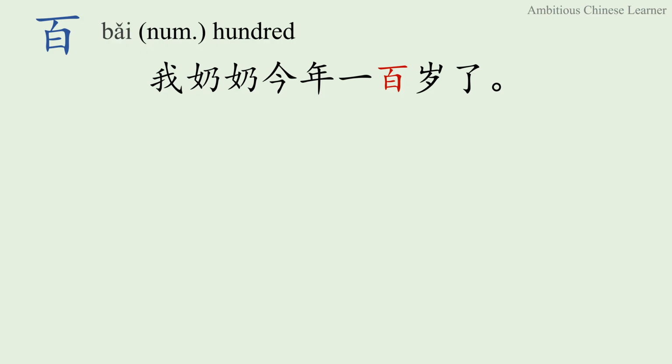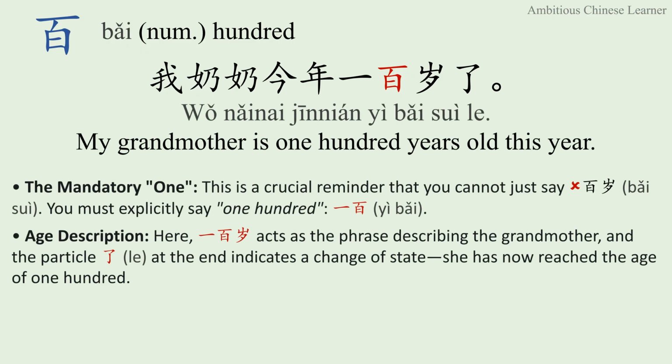我奶奶今年100岁了。My grandmother is 100 years old this year. 我奶奶今年100岁了。This is a crucial reminder that you can't just say 百岁, you must explicitly say 一百岁. Here, 100岁 acts as the phrase describing the grandmother, and the particle 了 at the end indicates a change of state. She has now reached the age of 100.